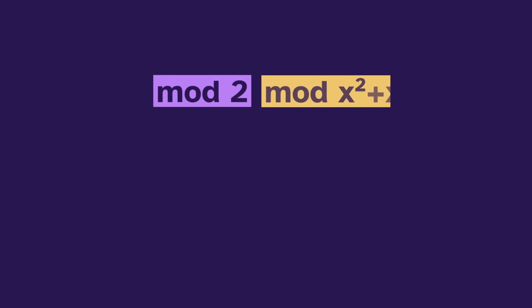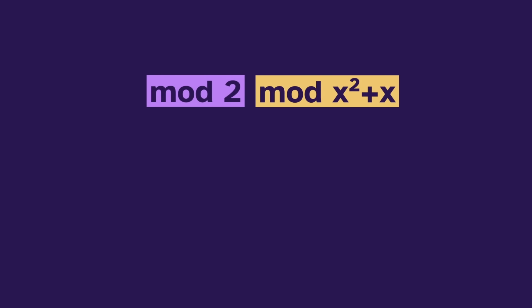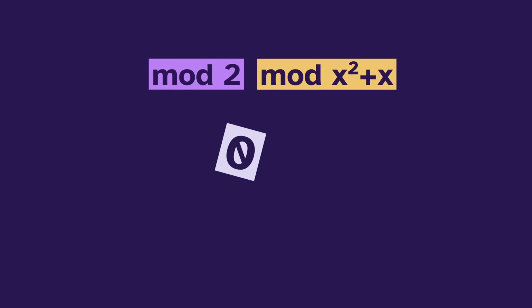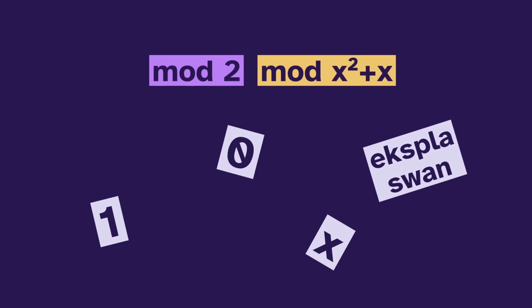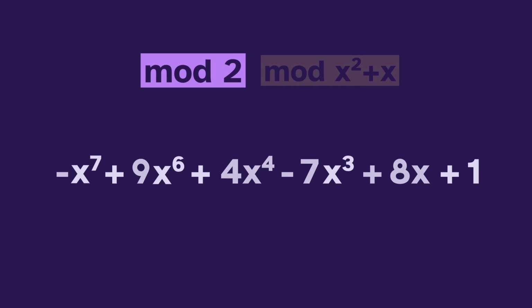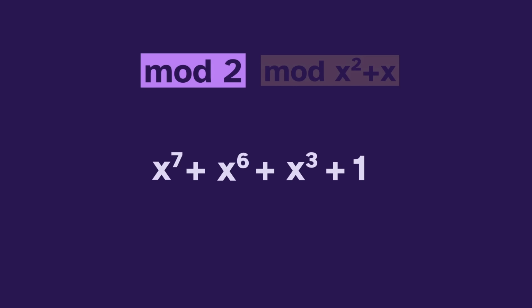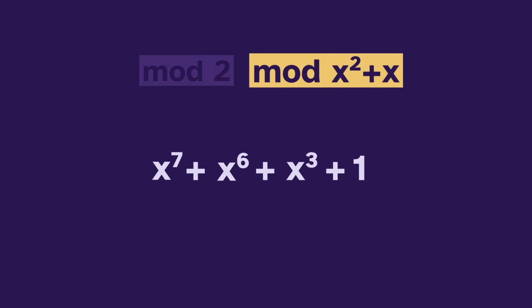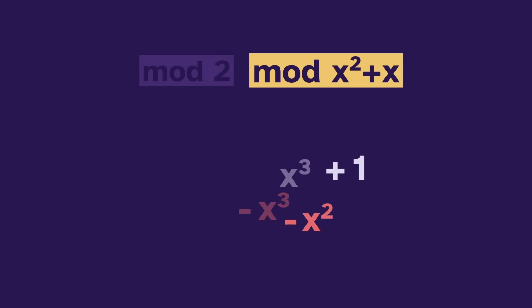This time we'll use mod 2, mod x² plus x. We end up with the same 4 elements, 0, 1, x, and x plus 1. This is because mod 2 works the same. Any polynomial simplifies to just powers of x. And then with mod x² plus x, we can reduce any high powers. We can subtract a multiple of the modulus, since it equals 0, leaving us with a smaller polynomial. We then just rinse and repeat until all high powers are gone.